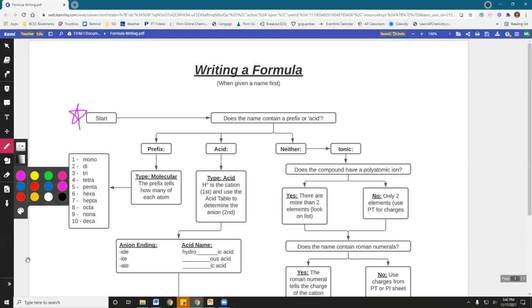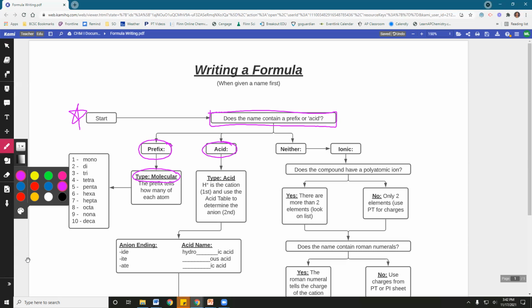So the first question we ask ourselves: does the name contain a prefix or the word acid? Right away, by this first question, you will be able to determine the type of compound that it is. Because remember, in order to write the formula correctly, you have to know the type of compound, because you have to know, do you need charges? Do you not need charges? That kind of thing. So if it has a prefix, then that means that it is molecular. The prefix tells how many. So if it's dioxide, that would be 2 oxygens. There's no crossing, there's no charges involved there.